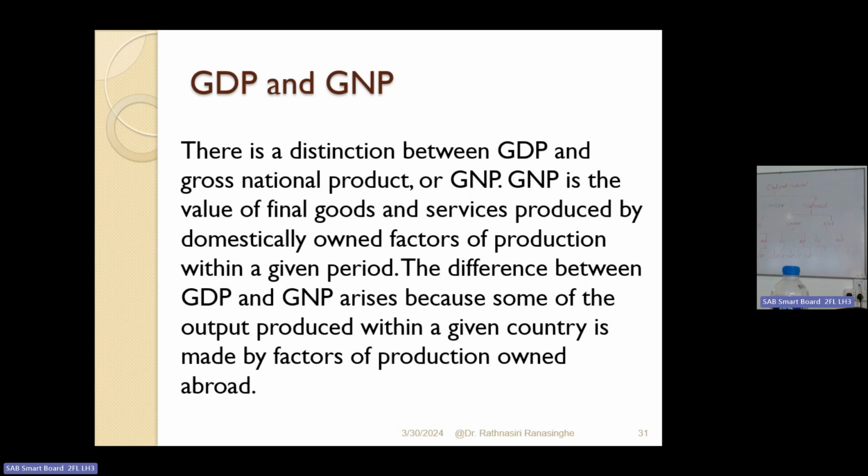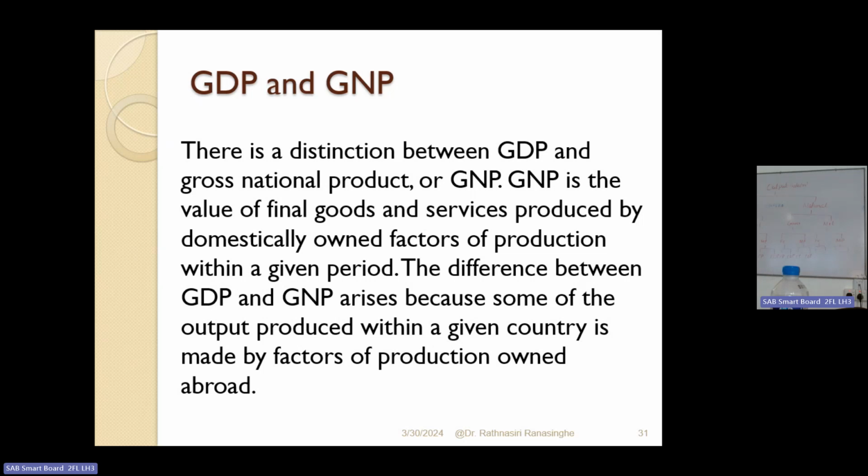Current price means the prevailing market price or prevailing factor cost price. Constant price we measure based on the base year or based on the price index, by removing the price differentials. We take the real output, right? So that is how we can explain it.